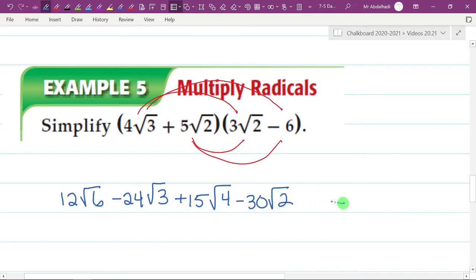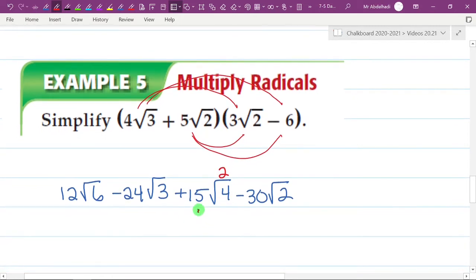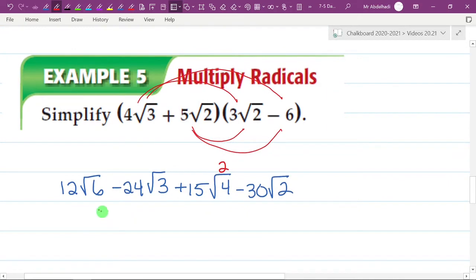Okay, now we look for anything we can simplify. This right here is a perfect square, so that becomes a 2. So other than that, nothing else is going to be the same type of radical. So we have 12 radical 6. We have negative 24 radical 3. We have this 30 radical 2 here. And this is just going to be 15 times 3, which is 30.